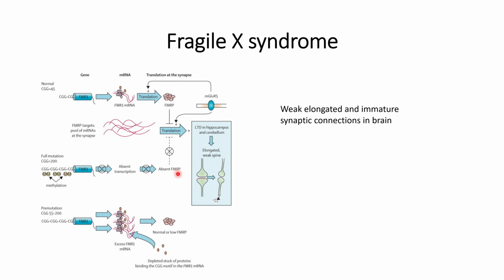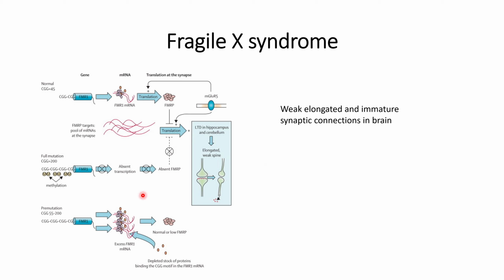proteins. This leads to overexpression of mGlu-R5 protein, and this will cause the elongation of the spine, and that might lead to problems in the brain. This has been studied in mice with a knockout of the FMR1 gene, and this kind of problem has been observed in the mice.